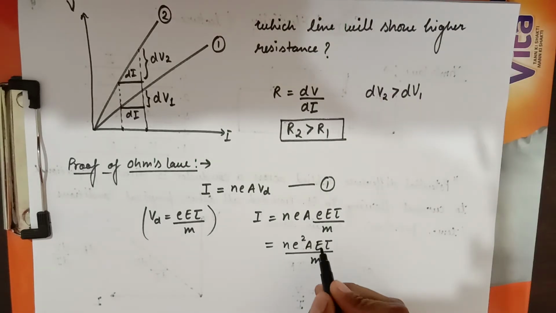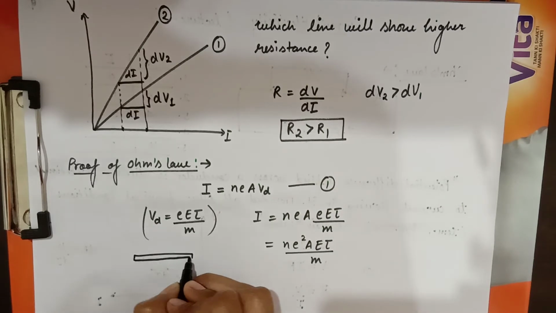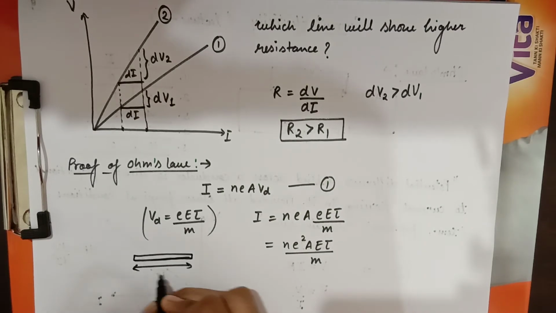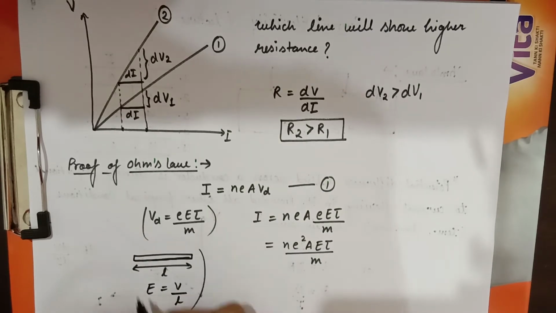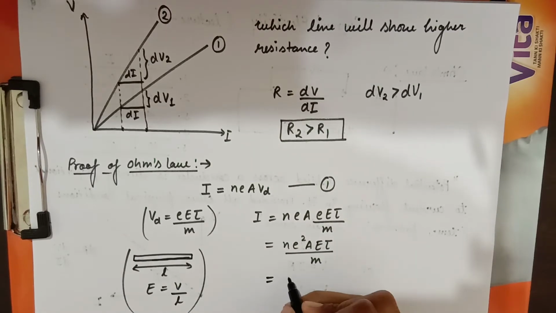We can write the electric field in terms of potential and distance. If L is the length of the wire, E can be written as V divided by L. The relation between electric field and potential is E = dV/dr, so in terms of length, E = V/L. So I put it here and it comes out to be N e² τ A/m, and this is V divided by L.